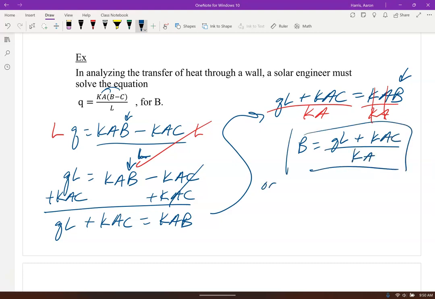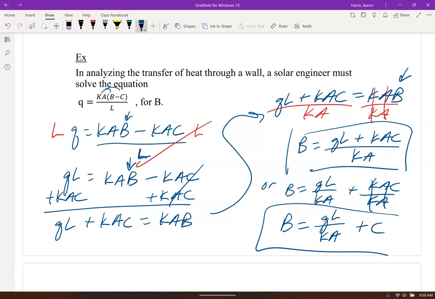Or if you want to use the fact that that's a common denominator, you could write it this way, because the K's and A's cancel. So either of those is correct.